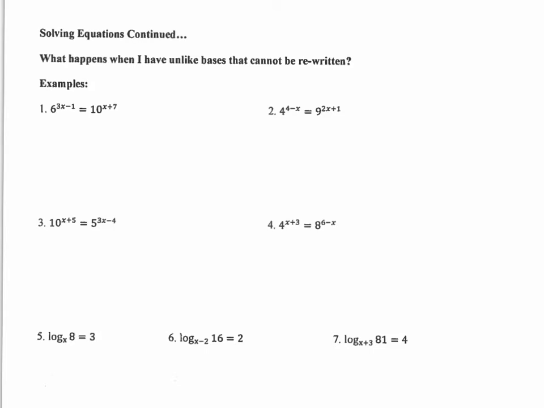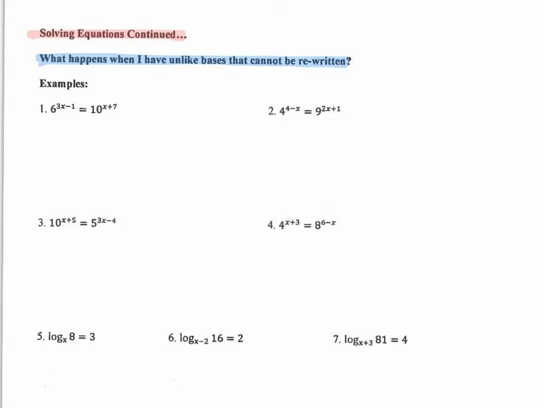We have a couple of other types of equations that we have to solve that involve exponential and logarithmic functions. So I'm just going to go through a few of these problems and then the expectation is that you finish the rest on your own. So notice here it says, what happens when I have unlike bases that cannot be rewritten? We discussed this a little bit last class, that when the bases are not the same, all I do is pick any base and then use the change of base formula. I'm essentially doing the same thing here.